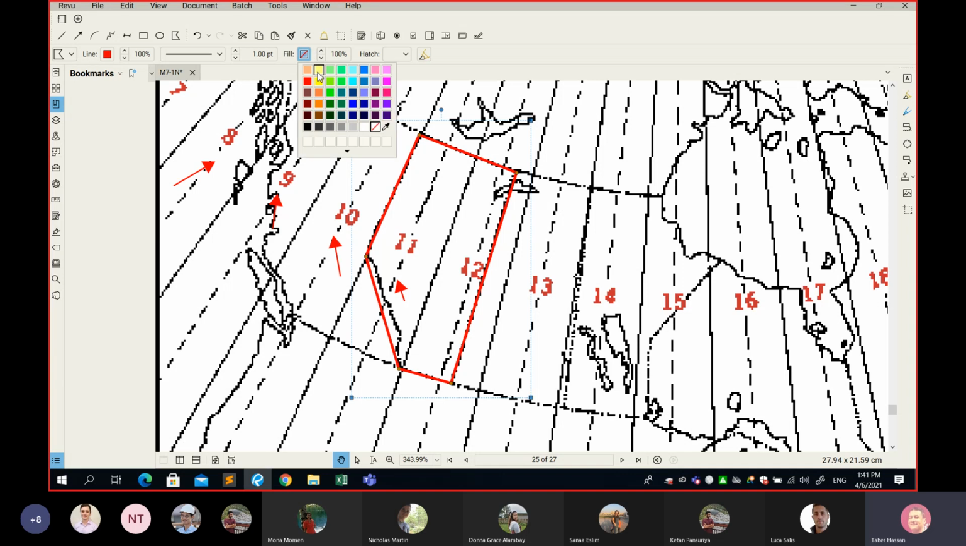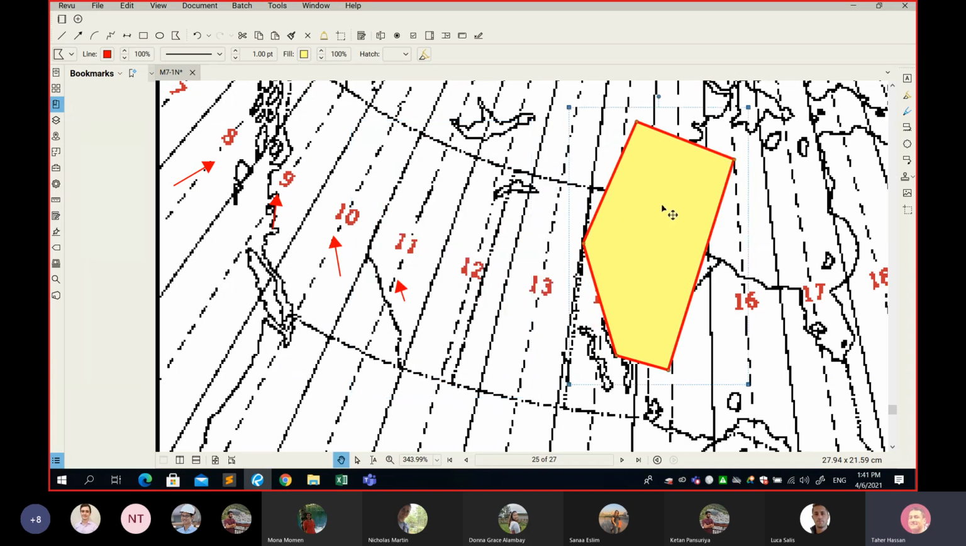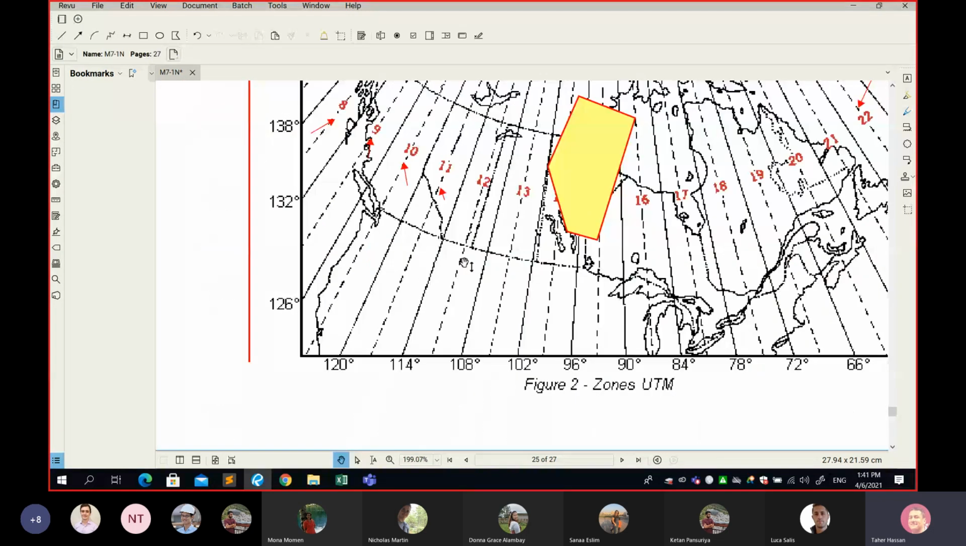So roughly this is Alberta, okay? You can see Alberta is covered by 2 UTM zones, zone 11 and zone number 12. Let's look at the boundary of zone 11 and 12.